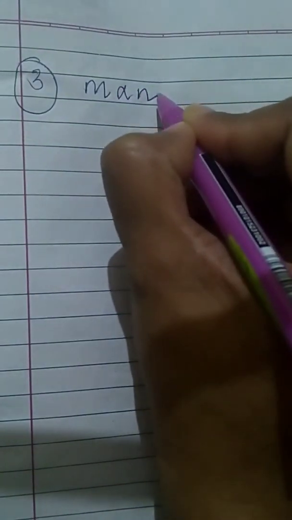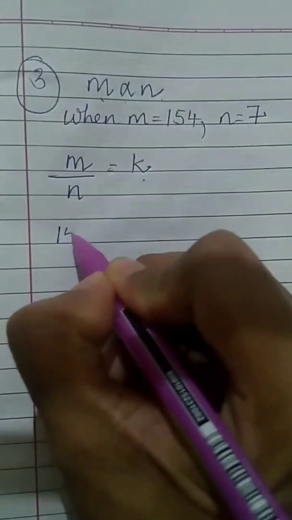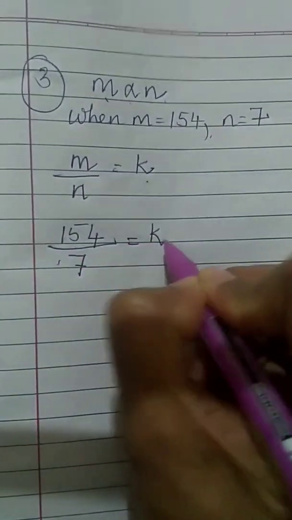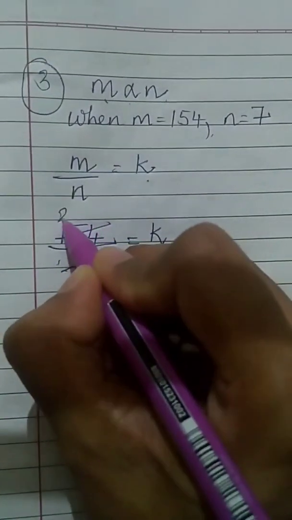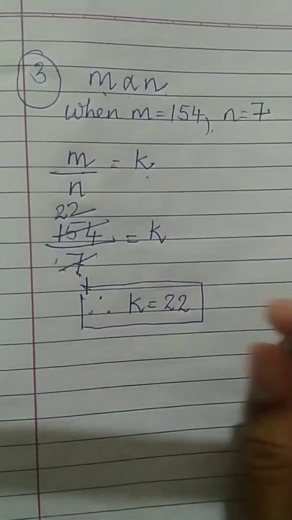They have given m varies directly to n. And when m is equal to 154, n is equal to 7. m is varying directly to n. So how will you write? m upon n is equal to k. Now you will divide for direct variation, which is equal to the constant k. Now in place of m, put 154. In place of n, put 7. Find out k. 7 twos are 14. The constant of variation. This is not going to change.